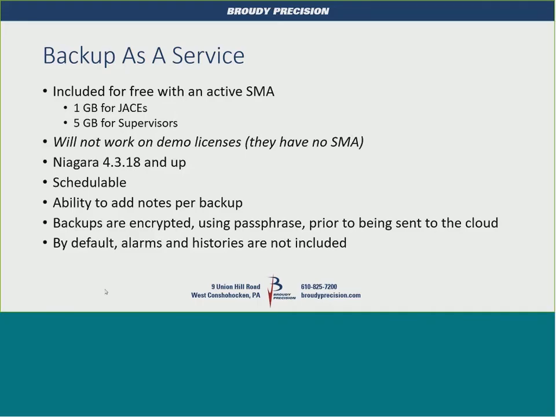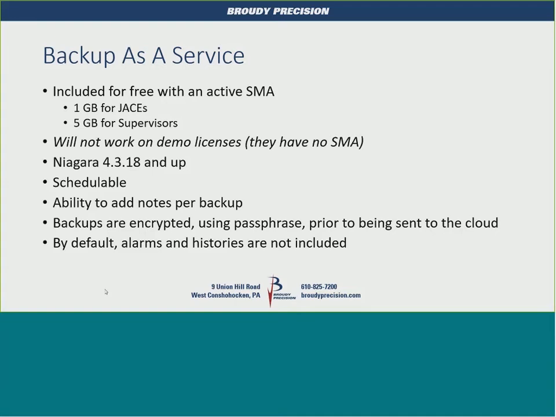Yep, exactly. So for the backup as a service, that's included for free so long as you have an active SMA. The interesting thing is this doesn't work on demo licenses because you don't have an SMA on your office supervisor or JACE. If it's a demo, you don't get backup as a service. But for the guys that do have SMAs, you get a gig of free space for JACEs and 5 gig for supervisors. It works the same as the backup service did previously, where it doesn't include histories and alarms by default.